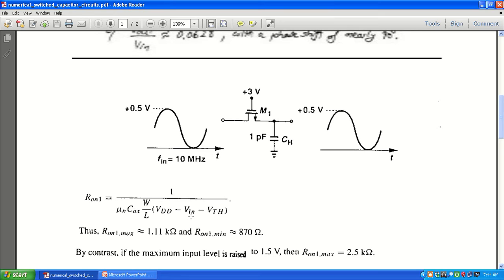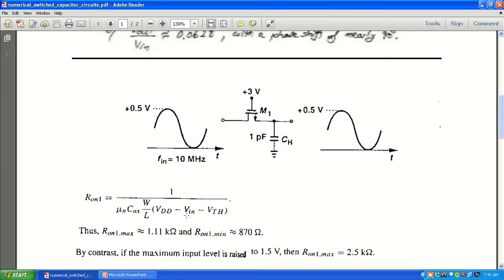So M1 remains in the triode region because the gate voltage is higher than Vin, and Vout by value is greater than VTH. That means we predict that Vout tracks the Vin input with a negligible phase shift due to the on resistance of M1 and CH. So if you substitute the values over here for Vin 0 and Vin 0.5, we will get the maximum on resistance as 1.11 kilo ohms and the minimum on resistance at 870 ohms.